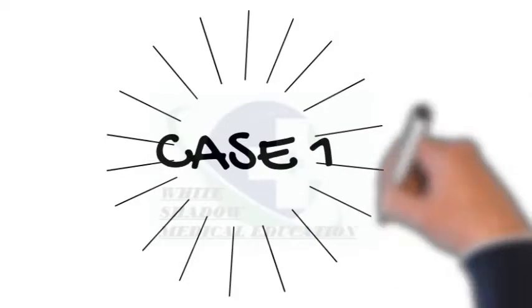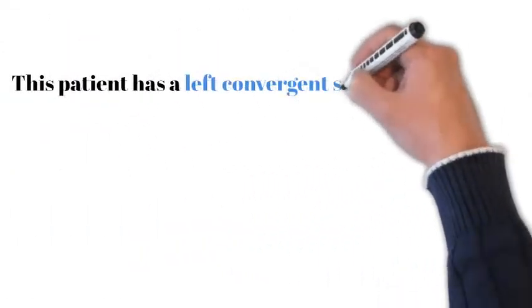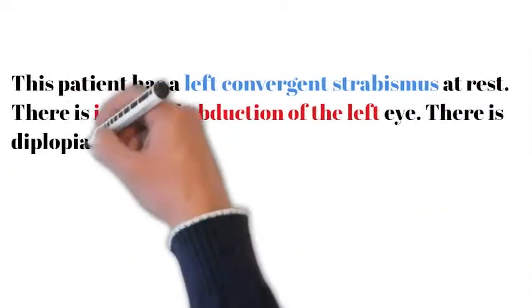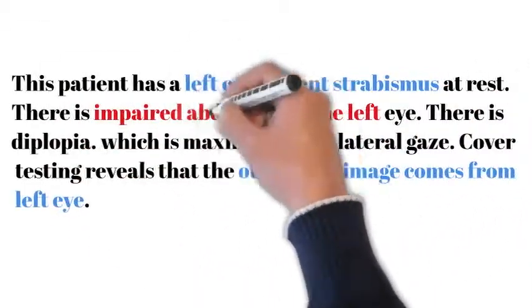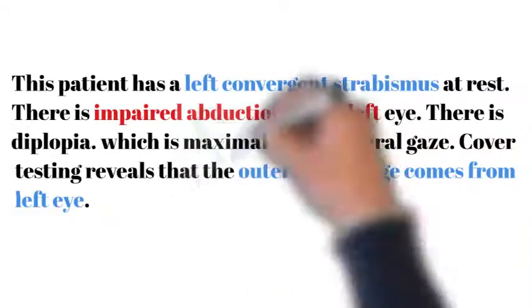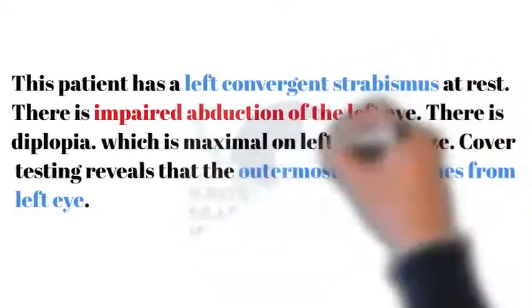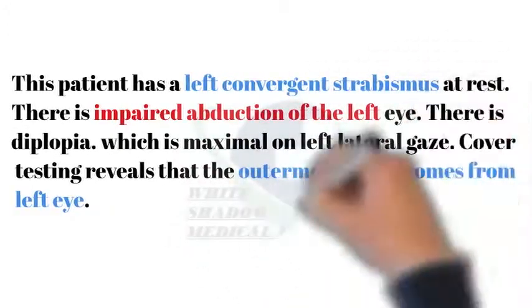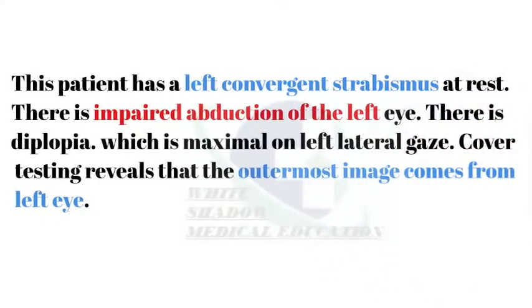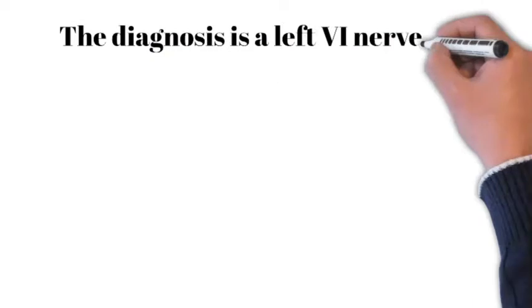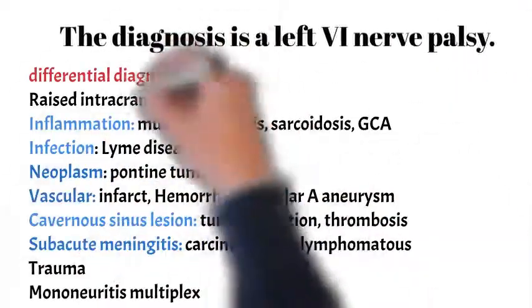Case Presentation 1. This patient has a left convergent strabismus at rest. There is impaired abduction of the left eye. There is diplopia, which is maximal on left lateral gaze. Cover testing reveals that the outermost image comes from the left eye. The diagnosis is a left sixth nerve palsy.